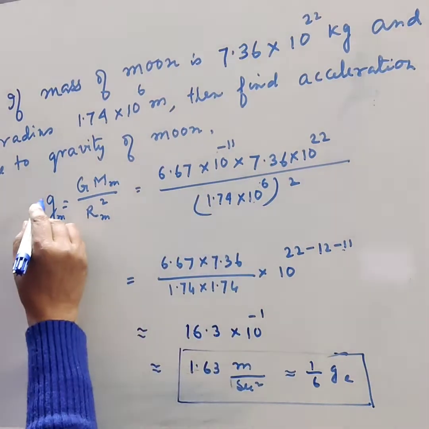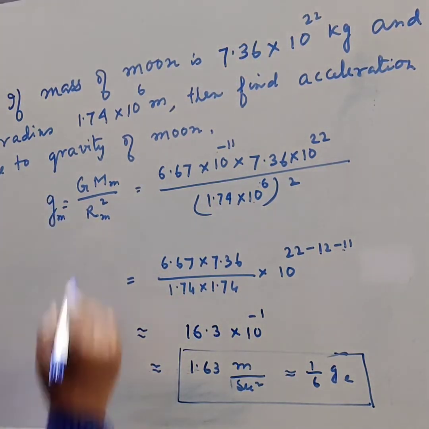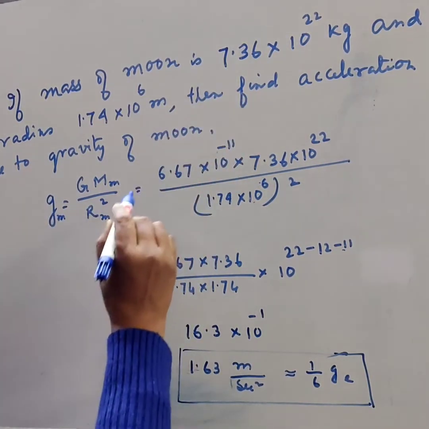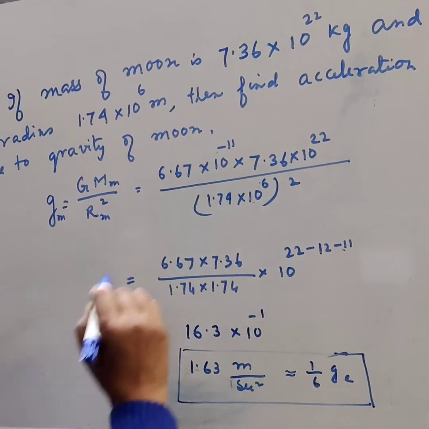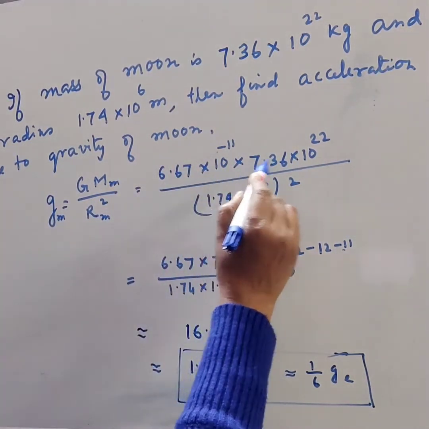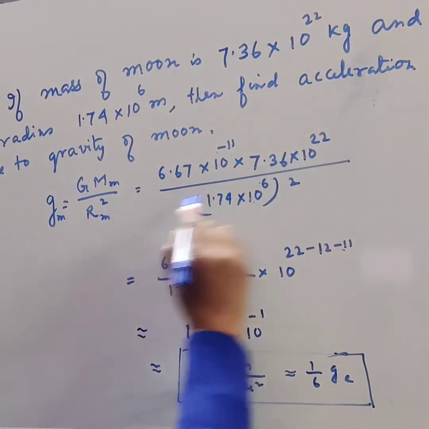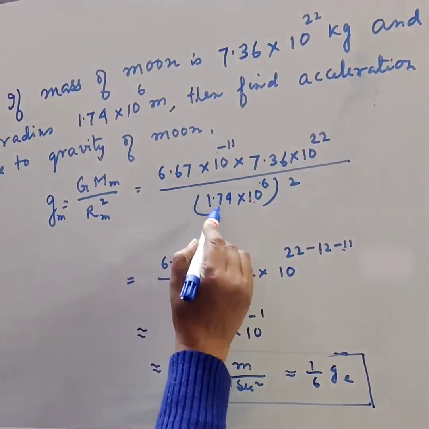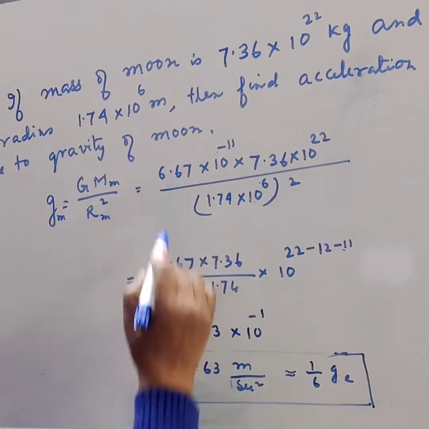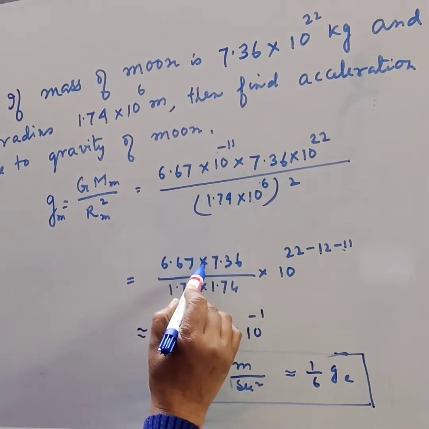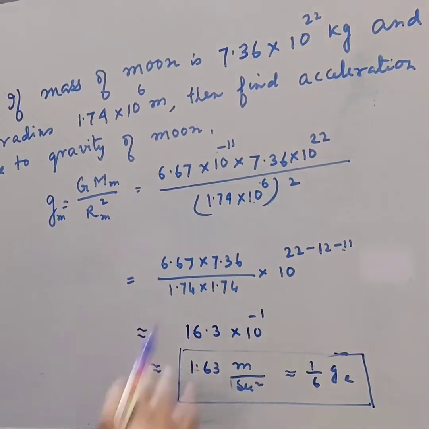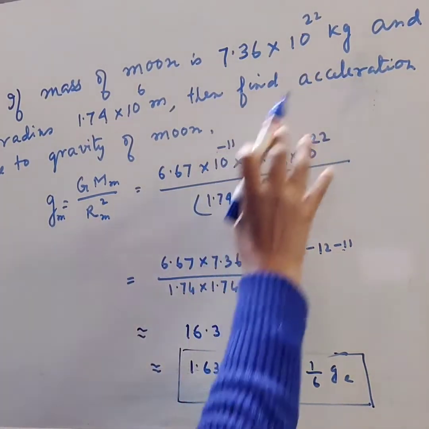We know the mathematical expression of acceleration due to gravity is equal to GM by R square. So putting the mass of the Moon as well as the radius of the Moon, we are getting 6.67 into 10 to the power minus 11 into 7.36 into 10 to the power 22, whole divided by 1.74 into 10 to the power 6, whole square. So we are separating decimal points. We are getting 6.67 into 7.36 whole divided by 1.74 into 1.74.